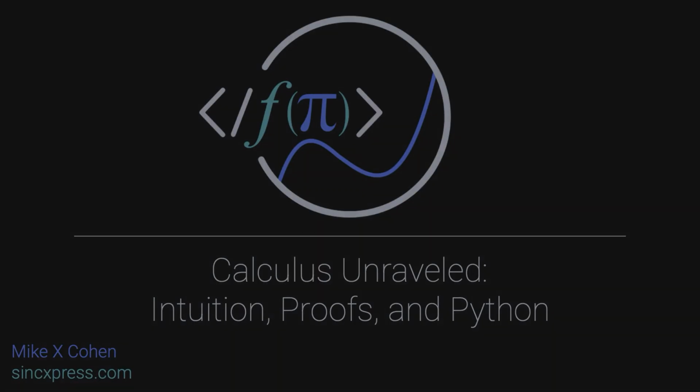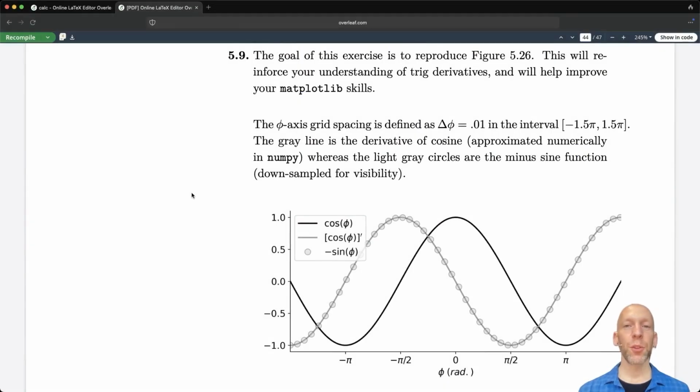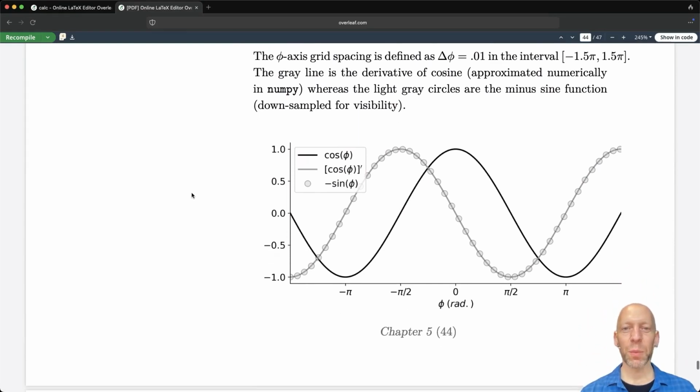Exercise 9 of chapter 5 is conceptually similar to exercise 8. So this is a great exercise to do after having already completed exercise 8. The main goal here is to reproduce this figure here. So what are we looking at here? Well, we see the function cosine of phi plotted in a domain of minus 1.5 pi to plus 1.5 pi, inclusive bounds on both sides, and using a resolution of delta phi equals 0.01.